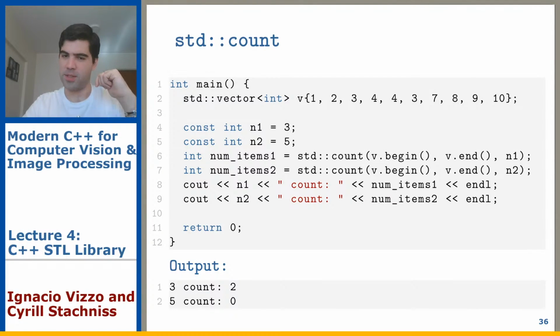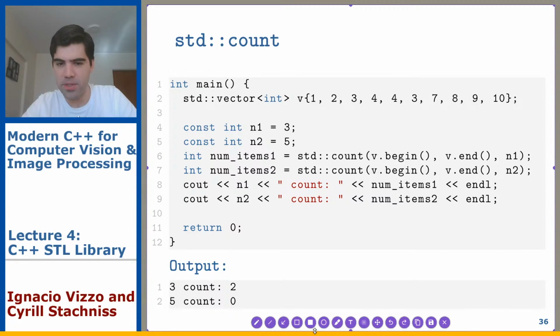Count, for example. Let's pretend that you want to count how many times the number 3 appears in this container. So we have it once here and once here. So we just call std::count, and then again, the beginning of the container, the end of the container, and then the number we want to count. In this case, n1 is 3, so 3 appears 2 times. And then if you search for 5, it's not here, so whenever you count 5 on the same container, you will get 0, right? Because it's not there.